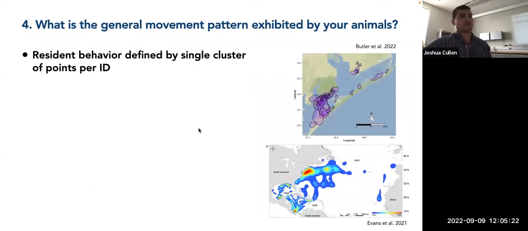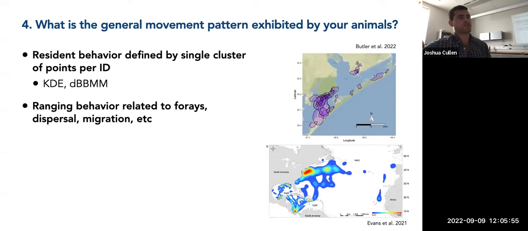And in general, what's the general movement pattern exhibited by your animal? This is another consideration that we observed when comparing the migratory turtles versus the resident turtles off Brazil. Resident behavior may be defined by a single cluster of points for a given individual. And this may be a case where kernel density estimation does perform pretty well. And I'm sure that dynamic Brownian bridge movement models would perform fine.